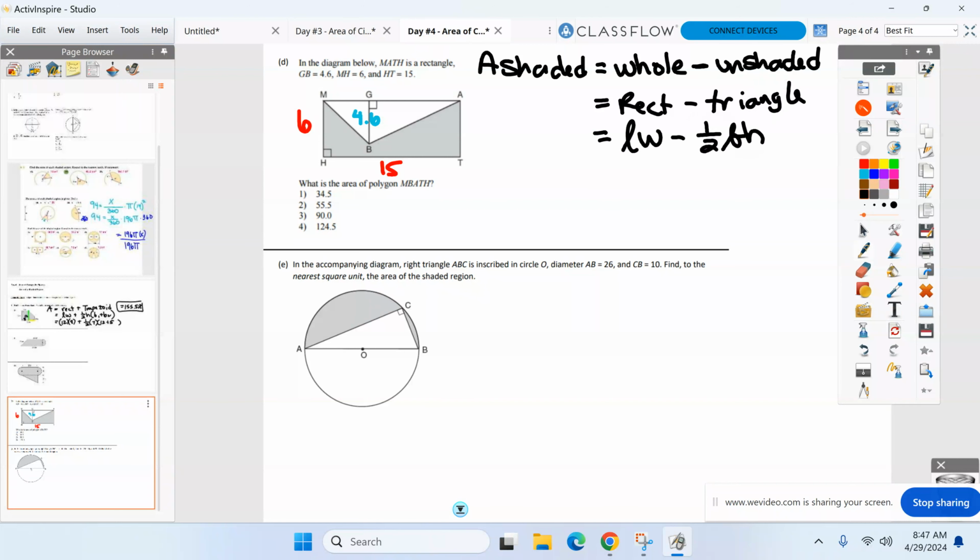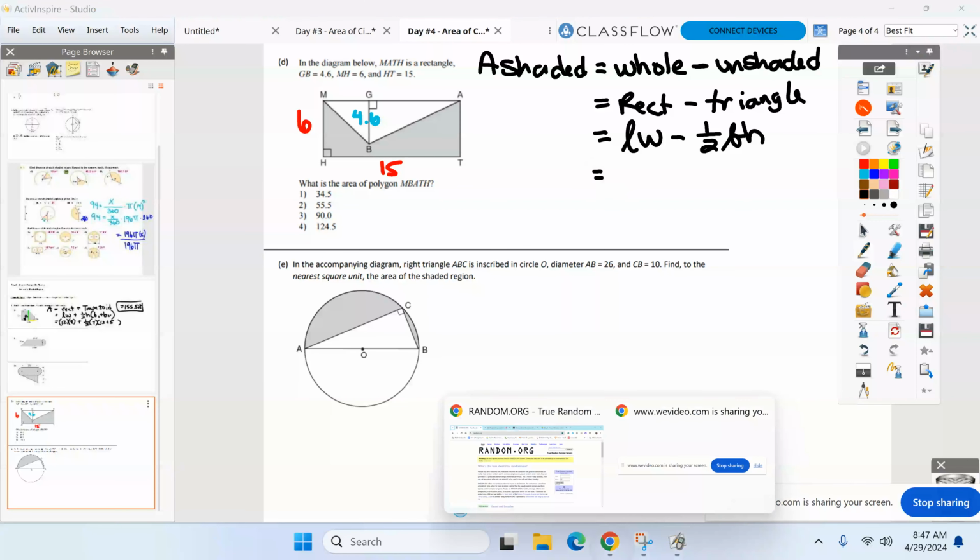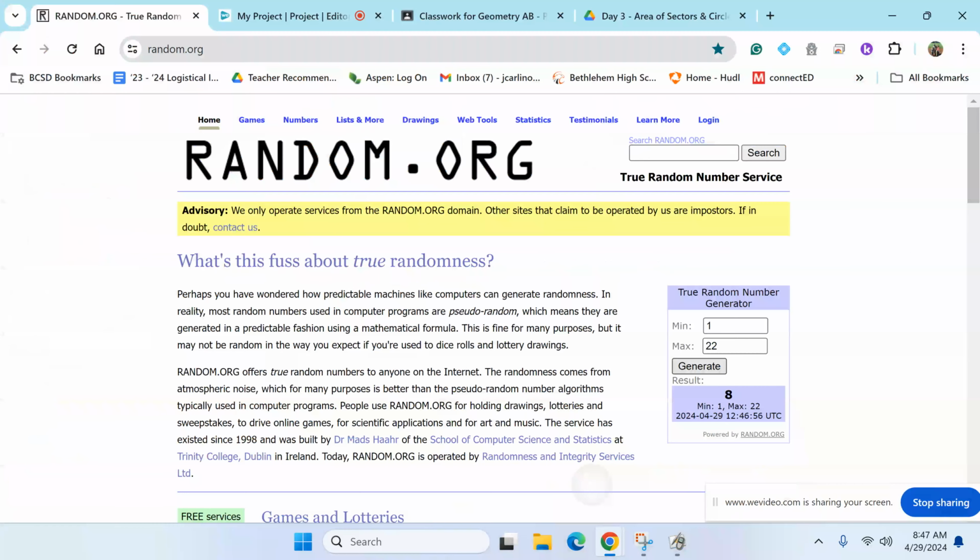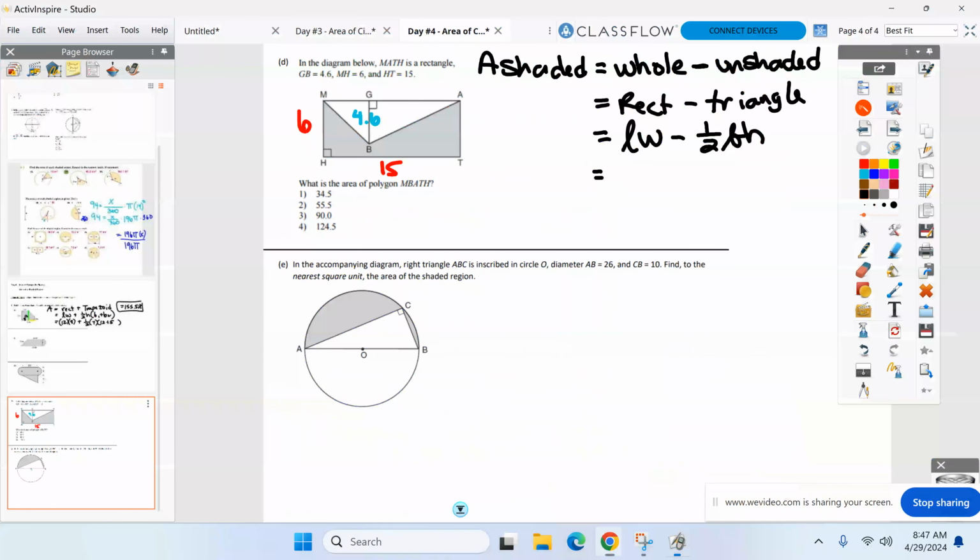All right, going back to you guys. Length and width of that rectangle so I can find the area of it. Length and width. Zoli? 6 and 15, multiply them together. Minus 1/2. All right, I'll give you a second here.